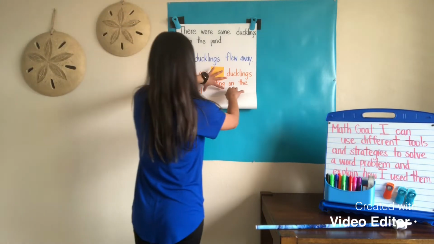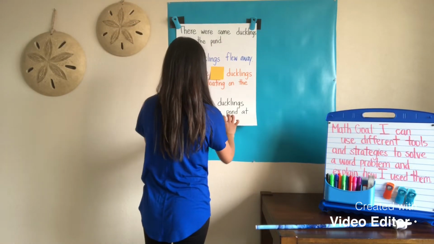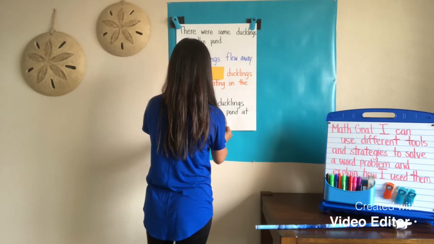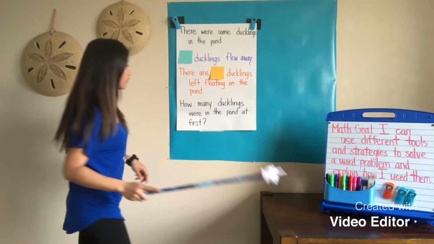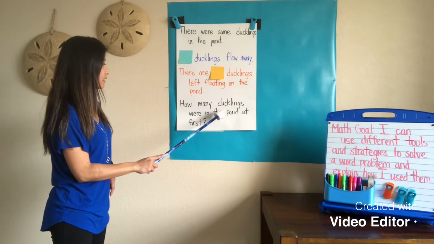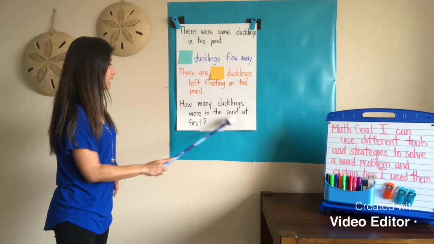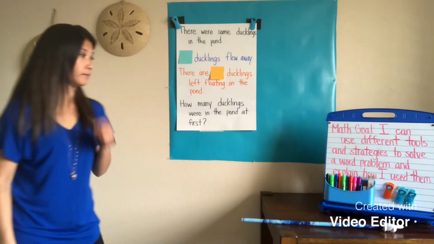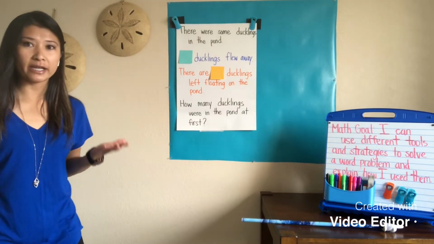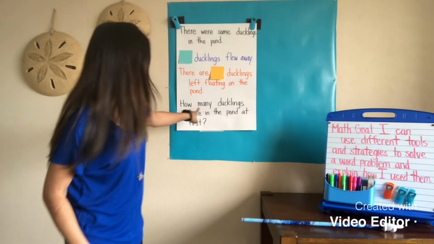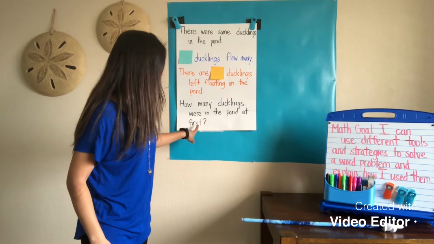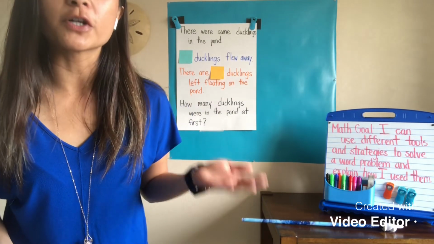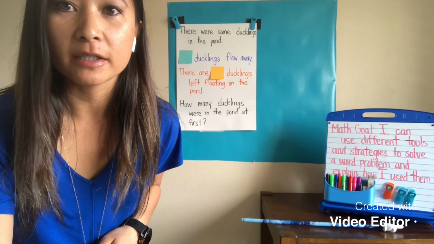So let's look and see what we are solving for. How many ducklings were in the pond at first? Okay, so when I'm reading this, I'm going to reread it one more time, and I'm going to think about what it's actually asking me to solve for. How many ducklings were in the pond at first? Okay, then that means how many ducklings were in the pond at first before the ducklings that flew away.